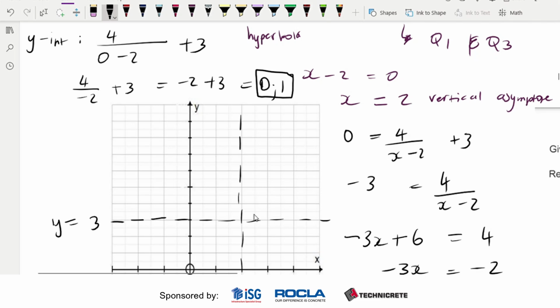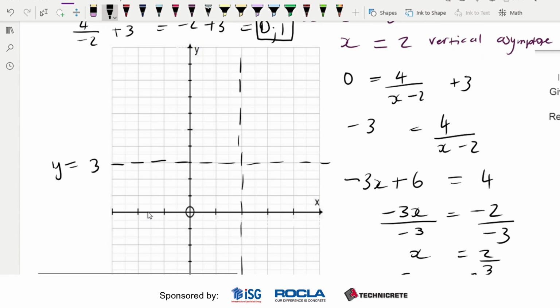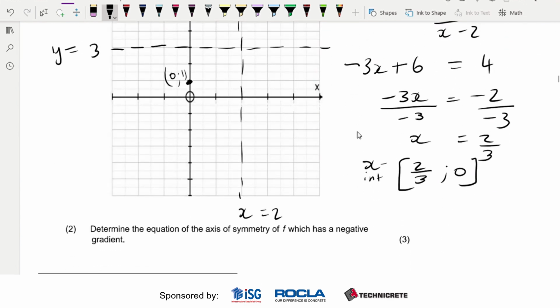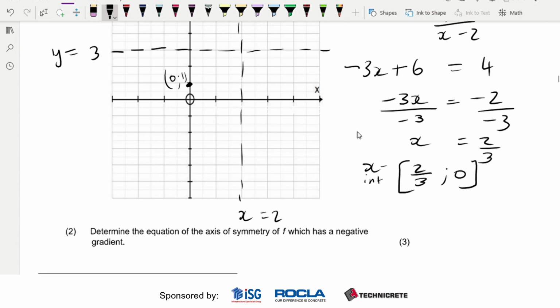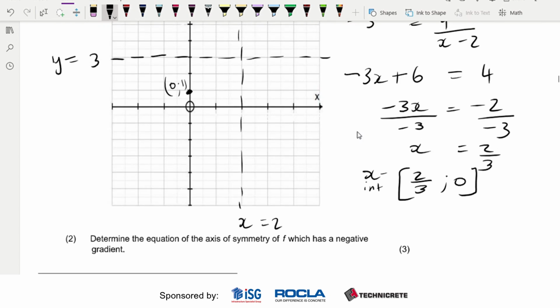We found our y-intercept, which is at (0, 1). So we'll go down to (0, 1), which is over here. Label our point. We have another point, which is our x-intercept, which is at (2/3, 0). So that would be between 0 and 1, just after a half. So this would be somewhere here.